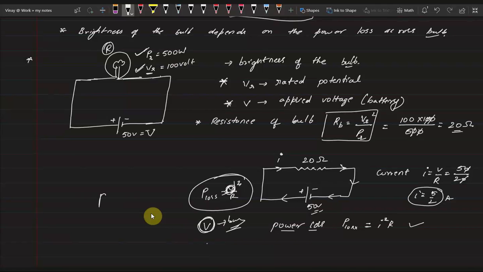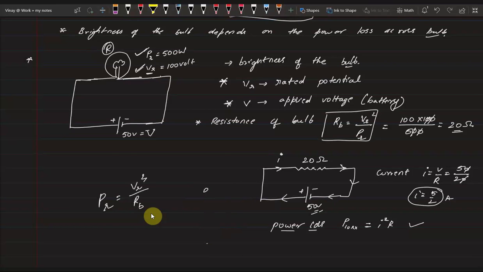If you take the rated power, then the rated power is the rated potential square by the resistance of the bulb. This is different and this is different. So don't confuse the rated power with the power of the battery. Fine. Now power loss can be calculated like this.